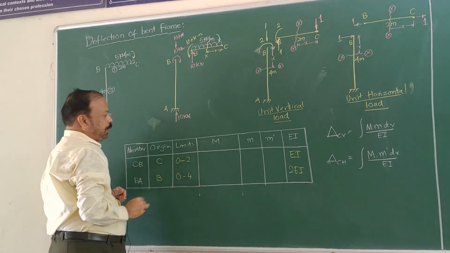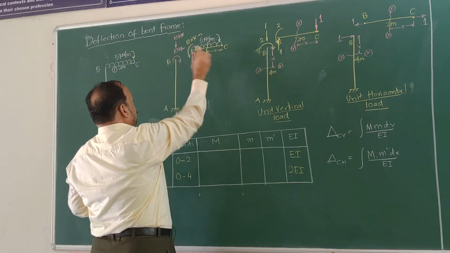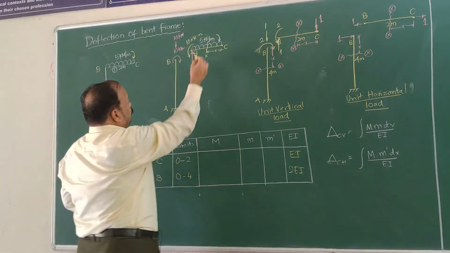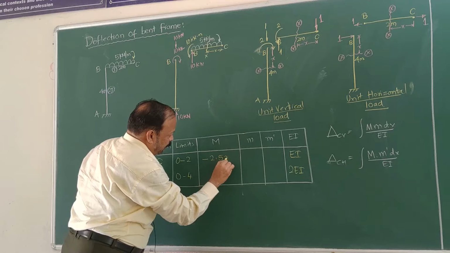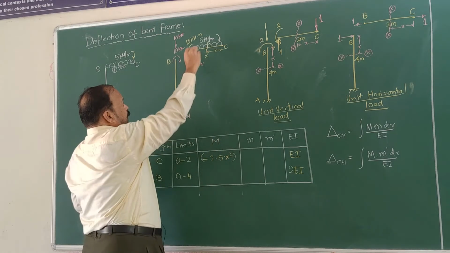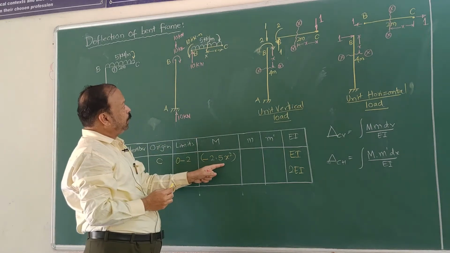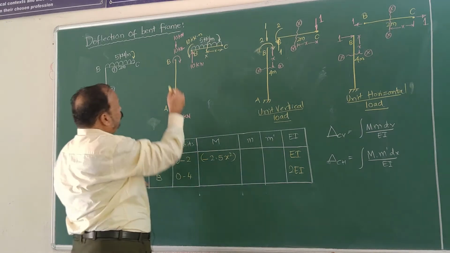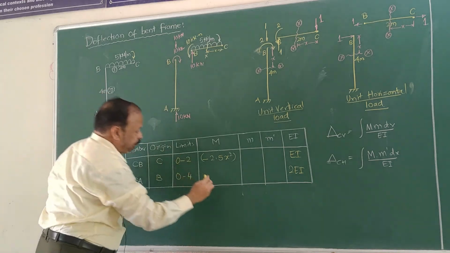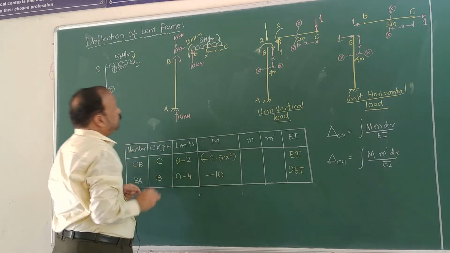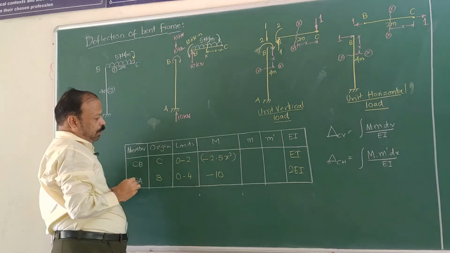Moment at any section xx, distance x from C, will be 5x squared by 2, that is 2.5x squared. It is hogging, hence negative. Then the moment in the portion BA will be equal to minus 10. There is no other load, hence only this moment will be throughout the column.